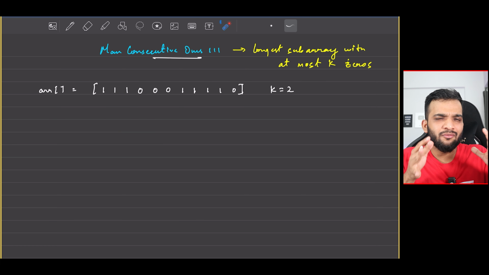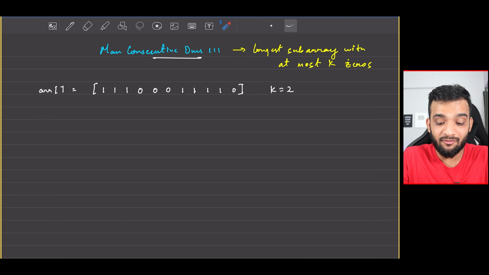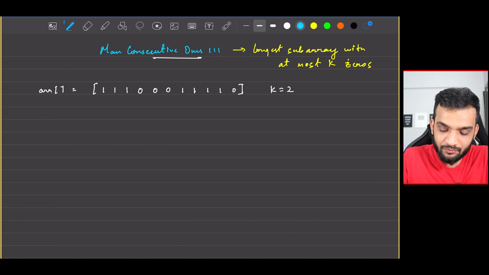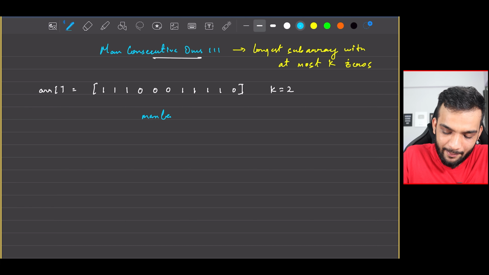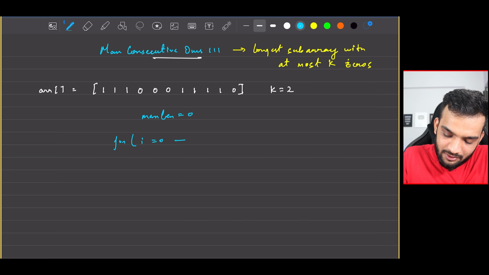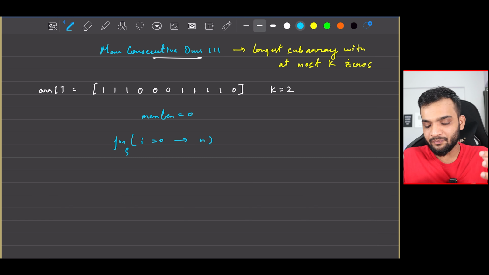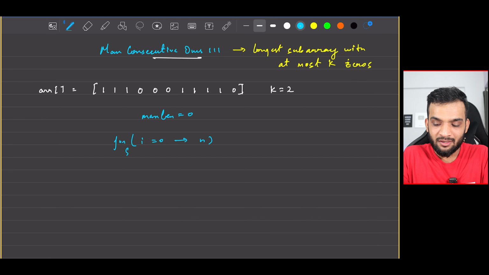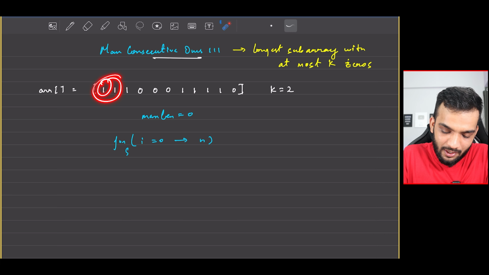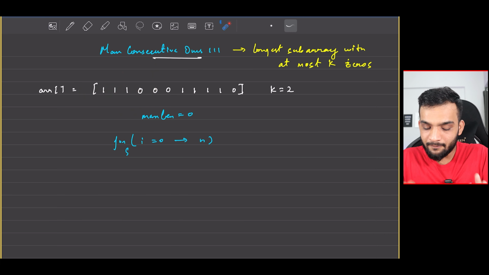So this is the formula, or this is the logic that I will be applying. So what I'll do is I'll start with, let's say I need the maximum length, right? So I'll keep a maximum length as 0. And I know the starting point will be i equal to 0 because that is where I'll be starting the first subarray, correct? With this one and then this one and then this one and then this one and so on.